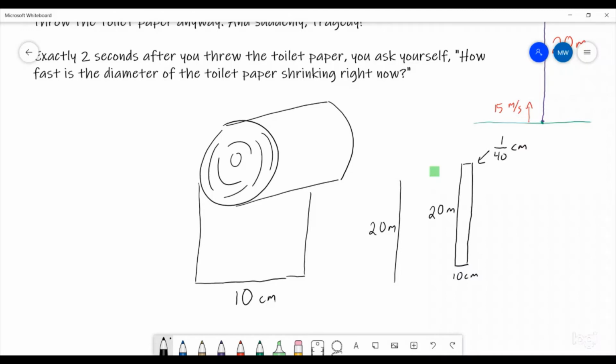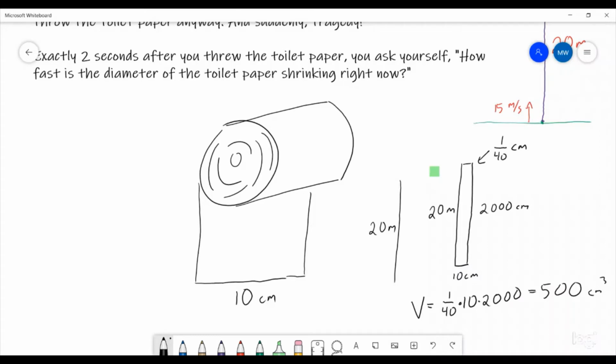So let's convert everything to centimeters. So that's going to be 2,000 centimeters. And so the volume that has been taken out is going to be 1/40th times 10 times 2,000. 2,000 divided by 40 is 50. So 50 times 10 is 500. So the volume is 500 cubic centimeters that has come out.